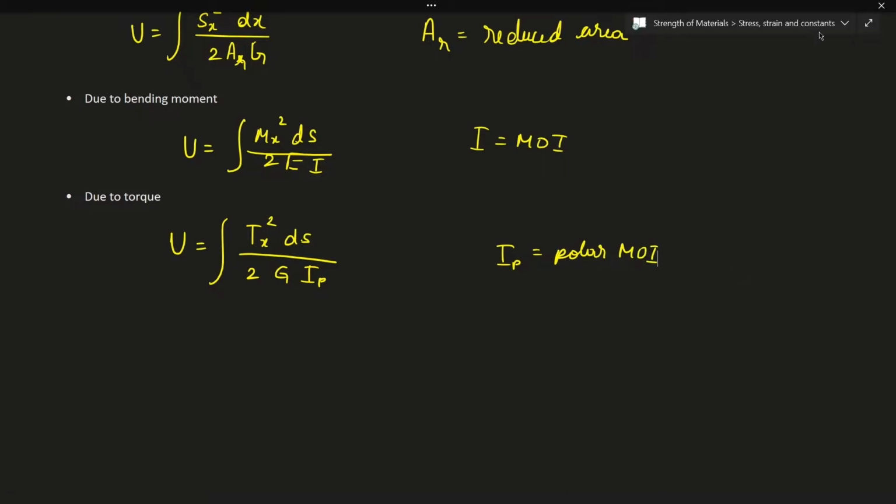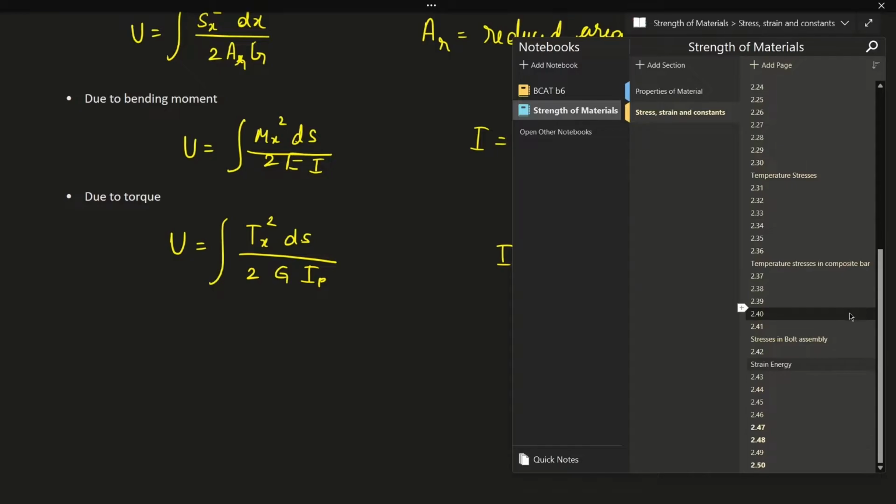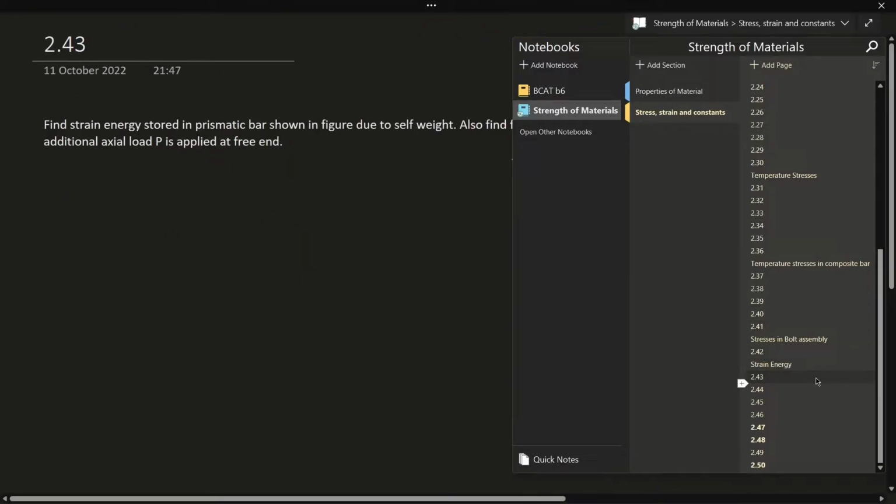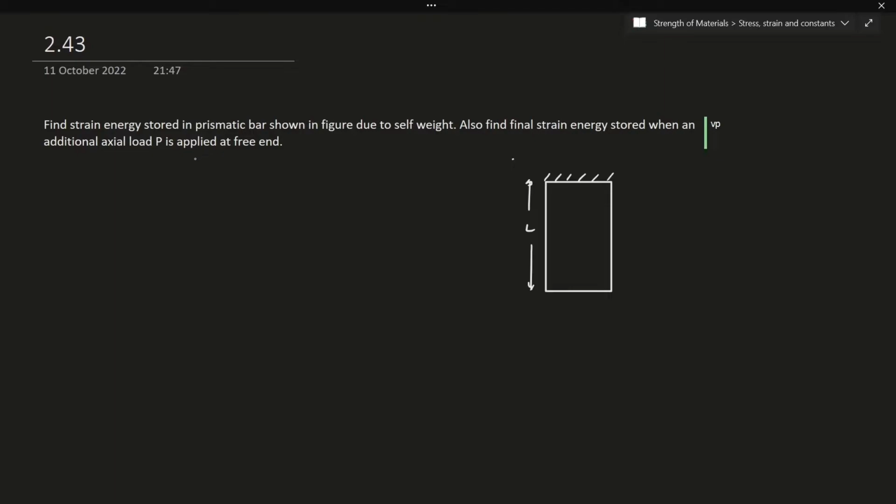Okay, with these formulas, let us try to solve some problems on strain energy. Some very basic problems. Find the strain energy stored in a prismatic bar as shown in the figure due to self weight. Also find the strain energy stored when an additional load P is applied at the free end. Now the first case is the self weight. If we have a prismatic bar, I'm going to consider an element of length dx, at a distance of x from the bottom of the bar.